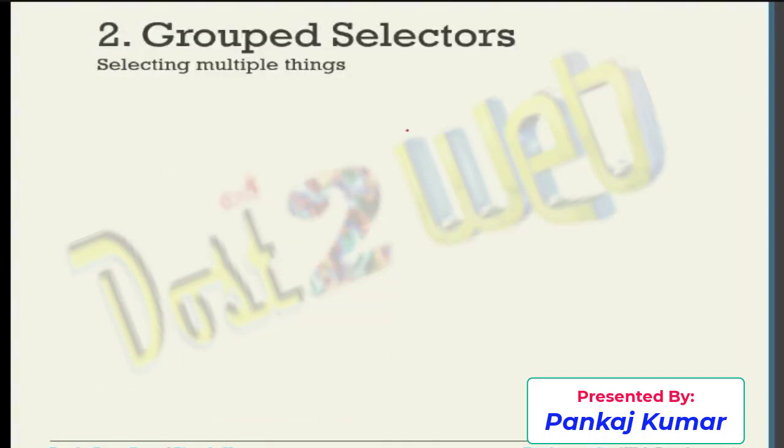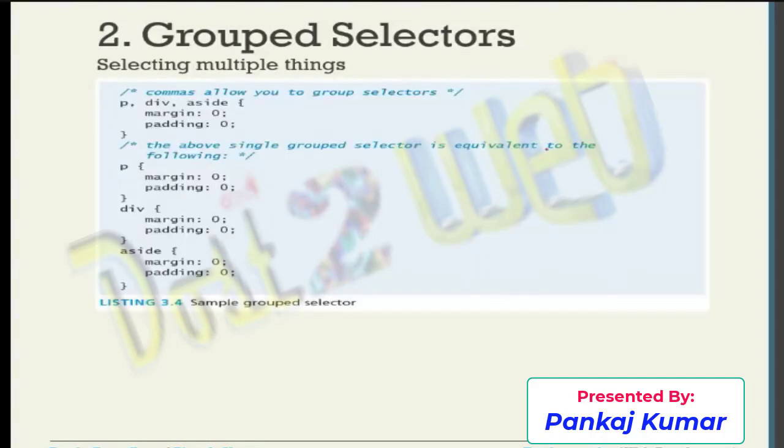Next, the group selector. That means you are going to select multiple things. You have various elements and you are going to group them. So that will be the group selector. You can see an example here.